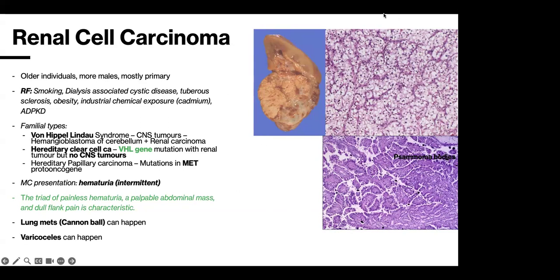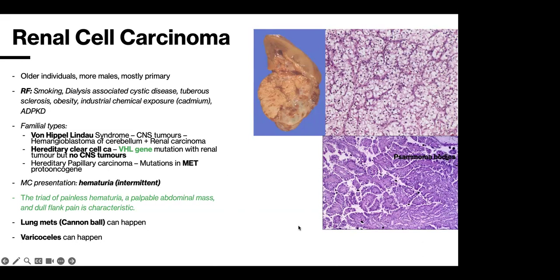dialysis-associated cystic disease, tuberous sclerosis, obesity, industrial chemical exposure like cadmium, and even autosomal dominant PKD could lead to renal cell carcinoma. The familial types include von Hippel-Lindau syndrome, which is where the VHL gene's name comes from, a triad of CNS tumors, hemangioblastomas of the cerebellum, and renal carcinoma. If you get a question where the patient has neurological symptoms and also symptoms that make you think of renal cancer, such as flank pain, hematuria, and a palpable abdominal mass, you should be thinking of von Hippel-Lindau syndrome.